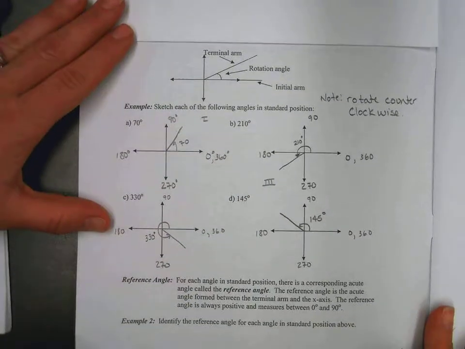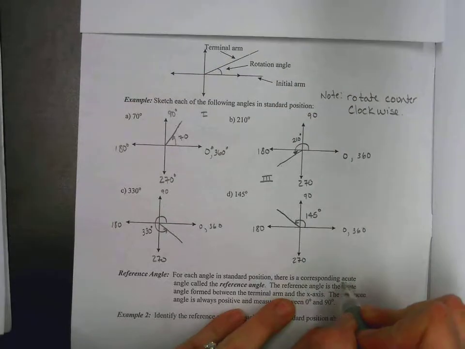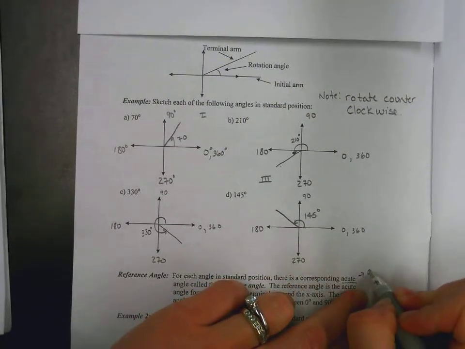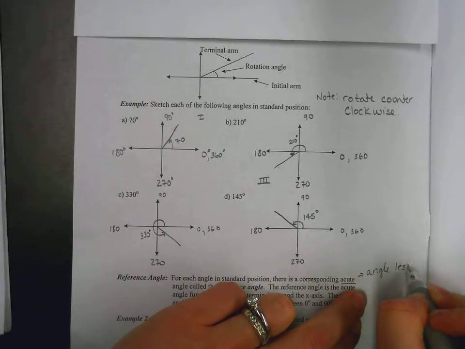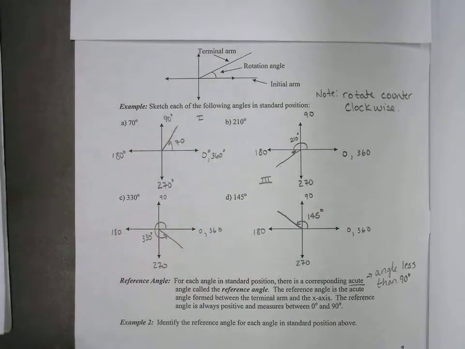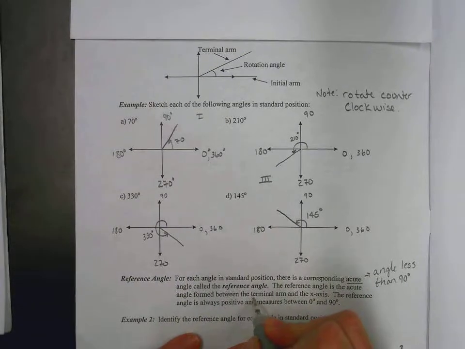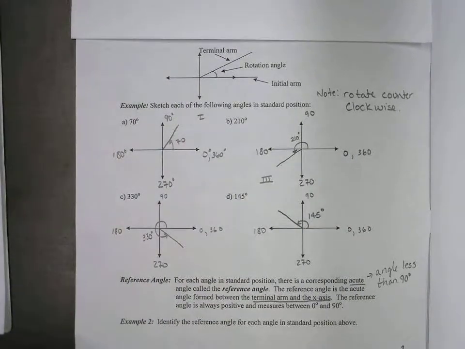Okay, continuing on to example 2 here, it's asking us to identify the reference angle for each angle in standard position, and your reference angle is always an acute angle, which represents an angle less than 90. And that reference angle is going to occur between the terminal arm of your angle in standard position and the x-axis. Okay, so this is key. It's between the terminal arm and the x-axis. You never want to look at the reference angle between your y-axis.